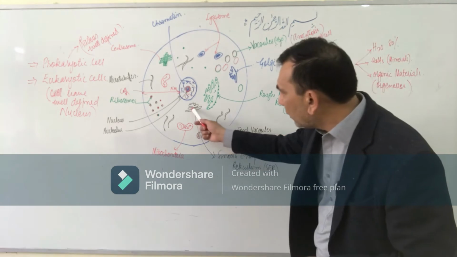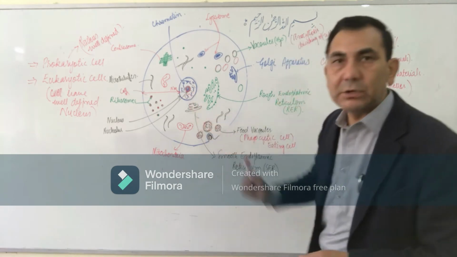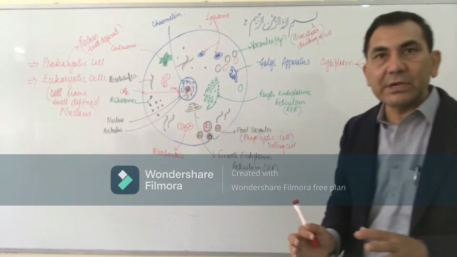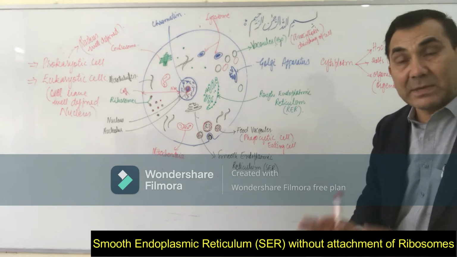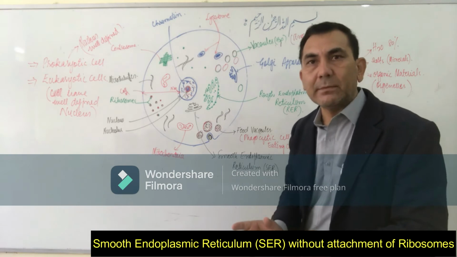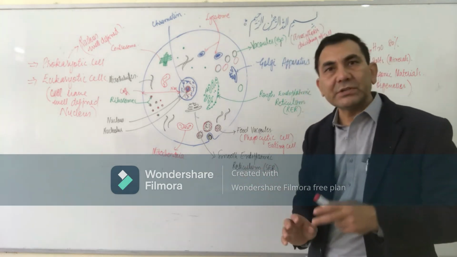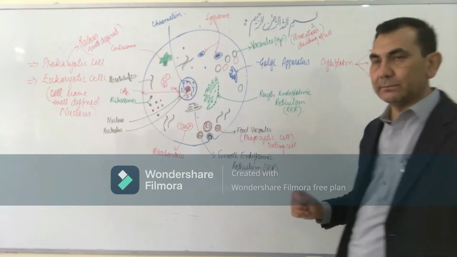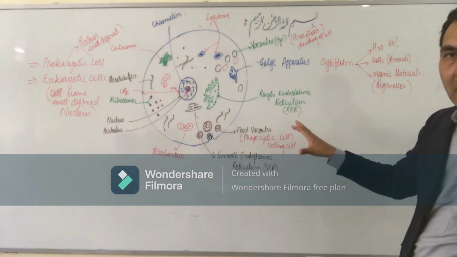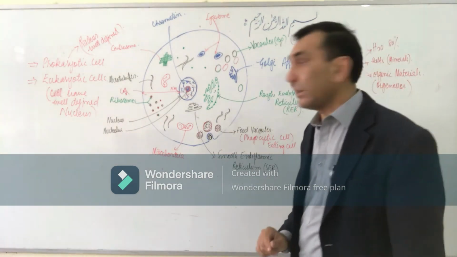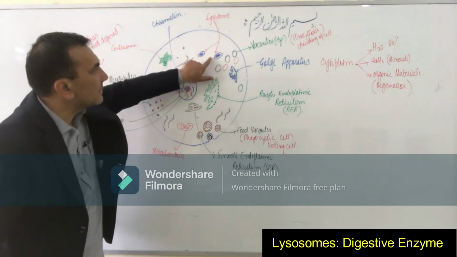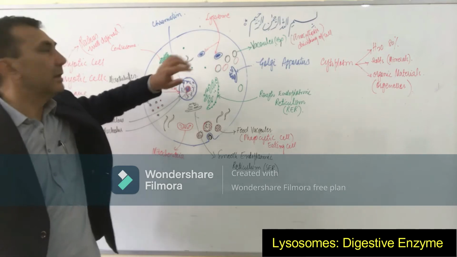The other endoplasmic reticulum, which is present near the nucleus, has no ribosomes attached on its surface. So the surface of this endoplasmic reticulum remains smooth in shape, and it is called the smooth endoplasmic reticulum, SER. And the one on which the ribosomes are attached, the surface becomes rough, so it is called the rough endoplasmic reticulum.